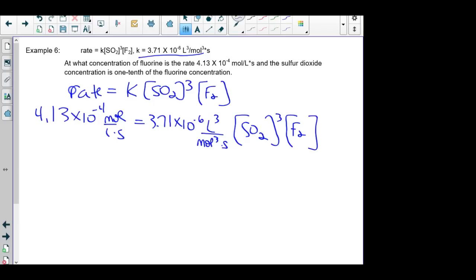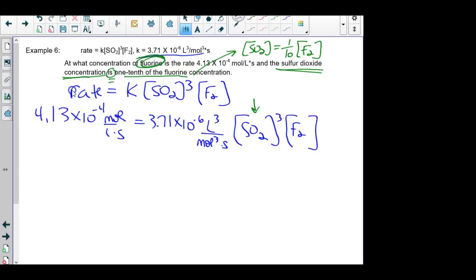But it does give us some information about how they're related. It tells us that the SO2 concentration, the sulfur dioxide concentration, is 1/10 that of the fluorine concentration. So the "is" is your equal sign, and that's how you set this up. Sulfur dioxide equals 1/10 of fluorine. Therefore, I get that expression. Now, we are solving for fluorine, so it should be our unknown. So wherever I see SO2, I'm going to plug in my substitution.